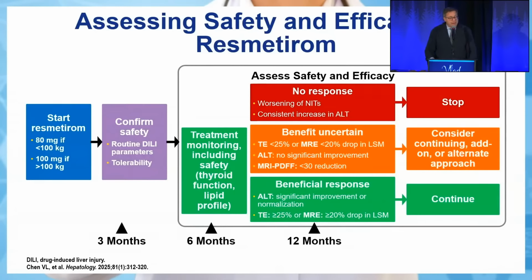Now, the problem is if you're neither in the green nor in the red box, and I suspect many patients will fall into that. So you have some level of reduction of liver stiffness, of ALT, but not to the extent that is mentioned in the green box. What do you do then? I think you would have to give the drug the benefit of the doubt and continue, and then reassess maybe 1 year later.